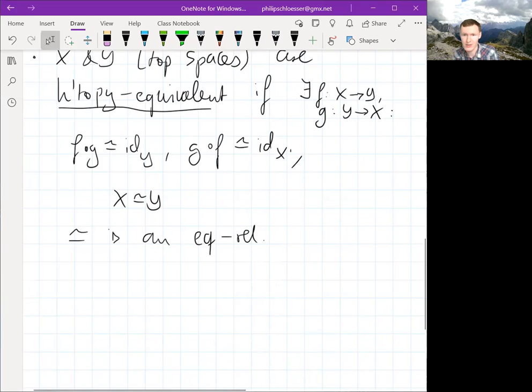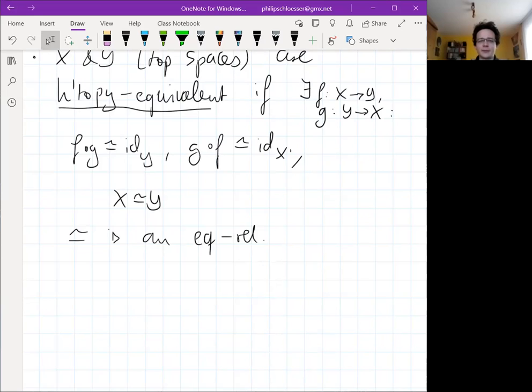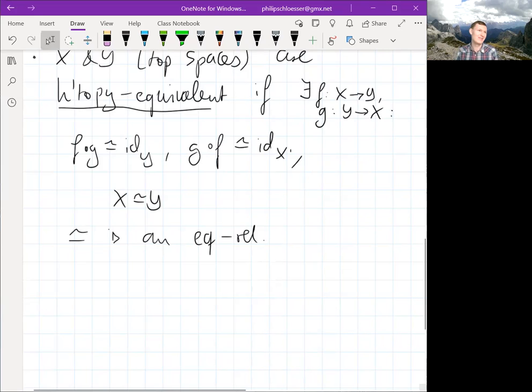I guess you could ask, why is that useful? Do you know an example of two spaces which are not homeomorphic but homotopy equivalent? Oh, of course, there are loads of them. For example, every star-shaped space, convex space, or whatever is homotopy equivalent to the point, but not the other way around, or like they are not homeomorphic.